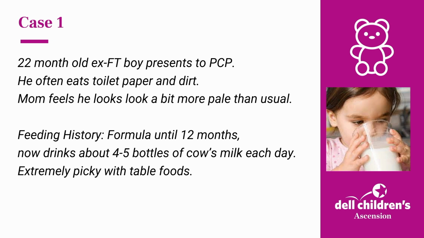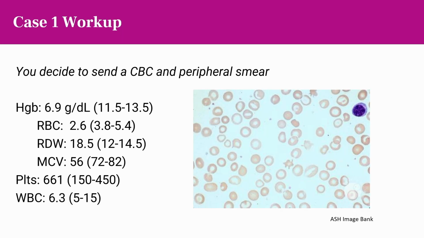You take a good feeding history and you find that he's formula fed until 12 months of age, but since then he's probably eaten like a potato chip. And other than that, he just drinks cow's milk all day long because they're really scared that he's going to get hungry. And so you decide to send a CBC and a peripheral smear, and you find that he has a pretty severe microcytic anemia with a high RDW.